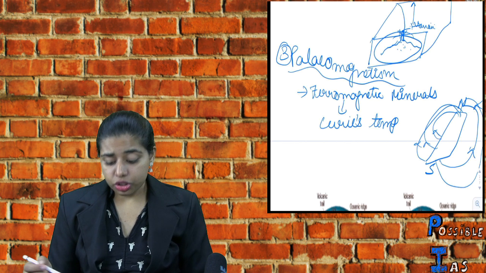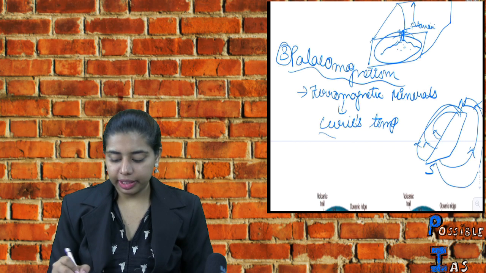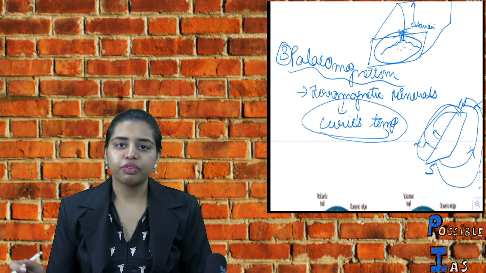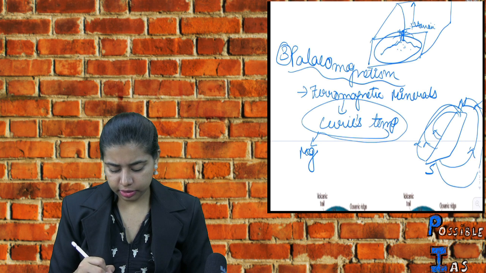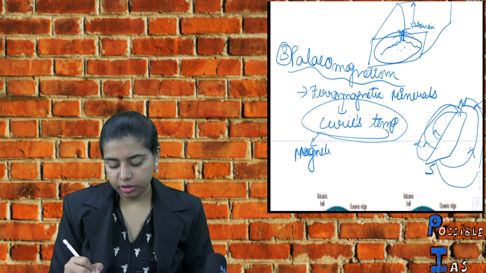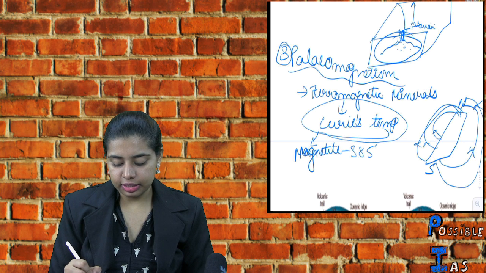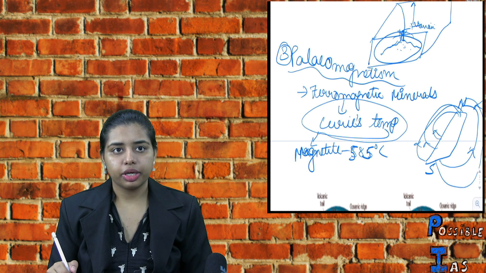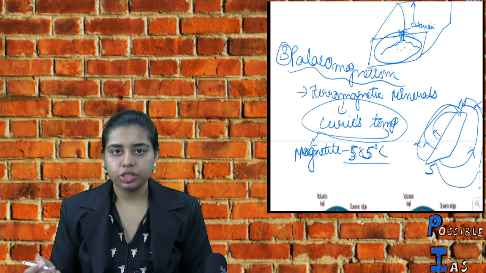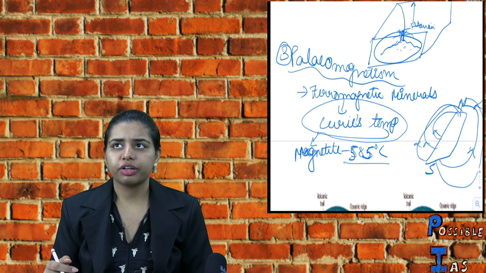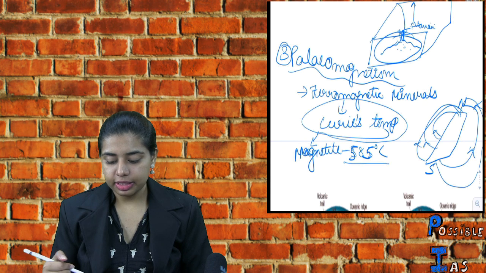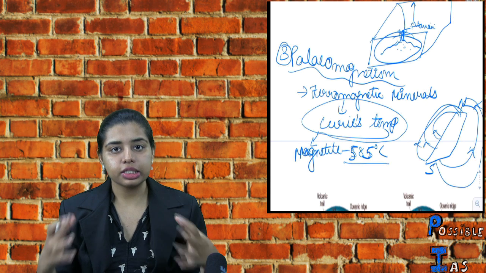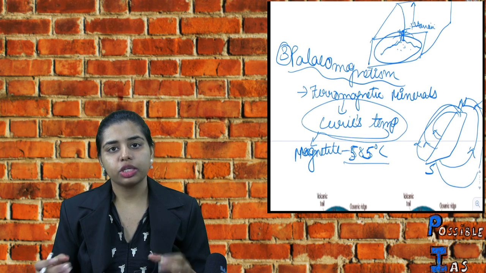Now the Curie temperature varies for different minerals. For example, for magnetite, the Curie temperature is 585 degrees Celsius. It varies for different minerals. So some ferromagnetic minerals, when they are heated to their Curie temperature, lose their magnetism.